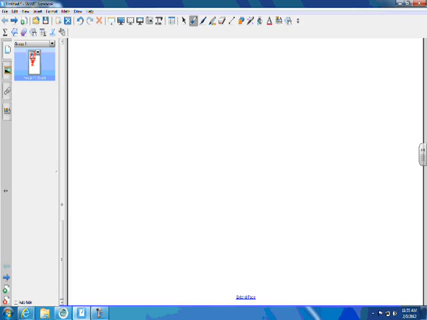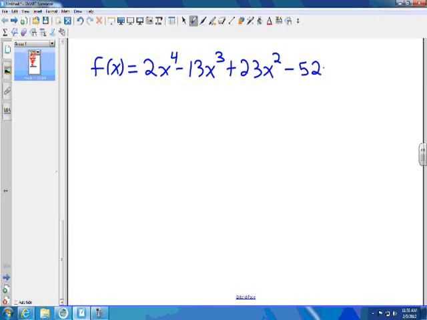f(x) equals 2x to the 4th minus 13x to the 3rd plus 23x squared minus 52x plus 60. How many roots do we have to find in this one? Got to find 4 roots.